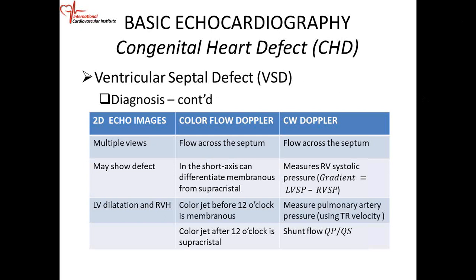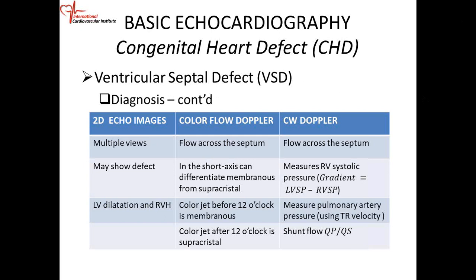And then when you do your continuous wave Doppler, you can see the flow again across the septum. It's important for you to measure the gradient. When you do your continuous wave Doppler across the defect, what you're actually getting is the gradient. And remember, the gradient is the pressure difference between the LV systolic pressure and the RV systolic pressure.